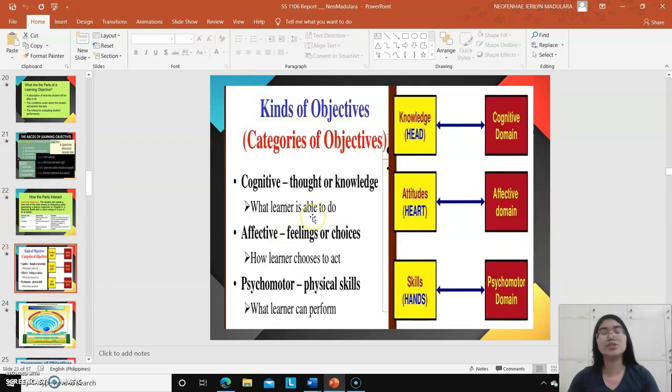Next, of course, in order for a social studies educator's learners to achieve a holistic learning, our objectives must be composed of cognitive, the head or the knowledge; the affective domain, the attitudes or the heart; and the skills or the psychomotor domain. We need to say cognitive refers to thought or knowledge, affective, feelings or choices, psychomotor, skills. So for a holistic learning, the mind, the heart, and the hands must be touched by our learning objectives.